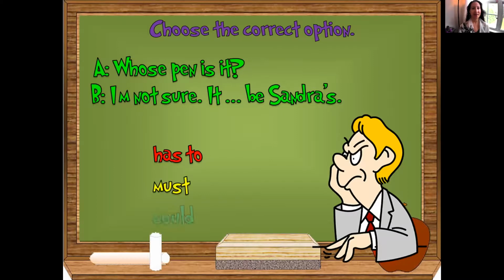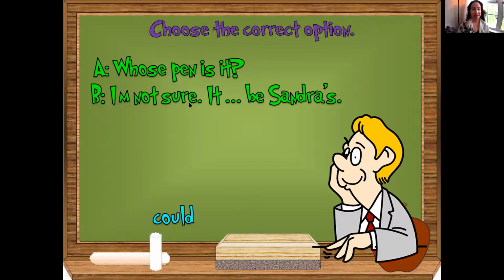Whose pen is it? I am not sure. It is blank, be Sandra's? Whose pen is it? I'm not sure. It has to be Sandra's. It must be Sandra's. It could be Sandra's. Now this is a tricky one. What do you think it is? It could be Sandra's. So remember, here's the key word. I'm not sure.